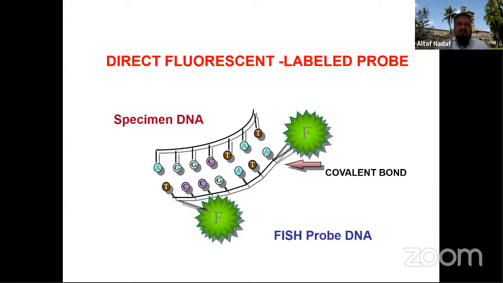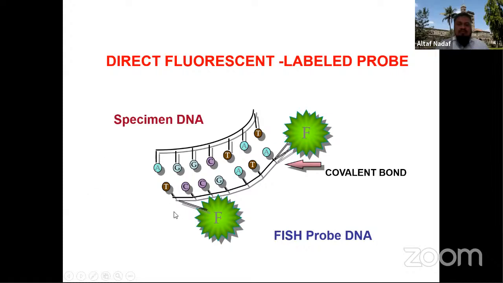How the whole procedure is carried out. Here you have the specimen DNA, which is single-stranded. You have the complementary probe, and you can see this is the complementary region, A G G C T A T. This is the region on your target nucleic acid, and the complementary region is present in the probe.